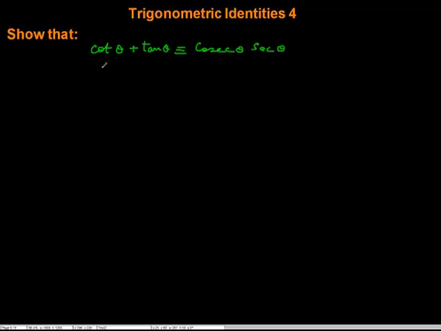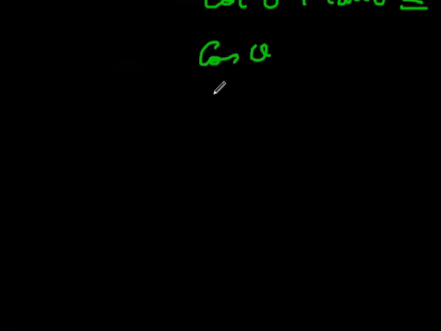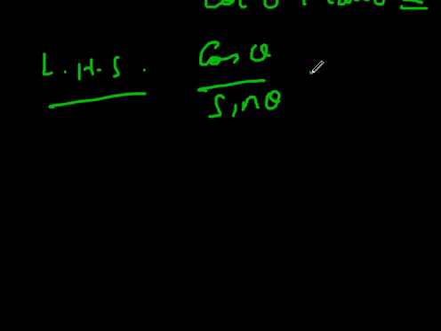Now if you look at this one, you've got cot of theta plus tan theta, which should be equal to cosec theta and sec theta. Once again, if you want to try this, you can pause the video and you can try doing this work, and you can check yours with mine. I know that cot of theta is cos theta over sine theta. I'm making a start from left hand side, so I must write down left hand side: cos of theta over sine of theta, and tan theta is sine theta over cos theta.